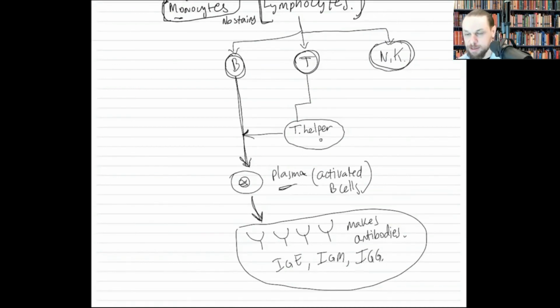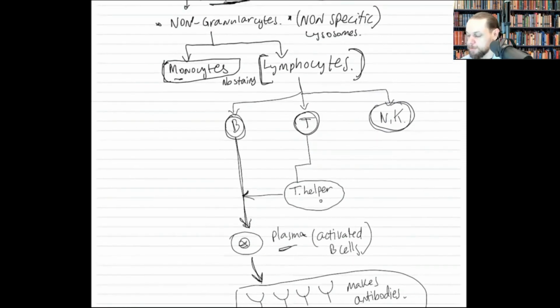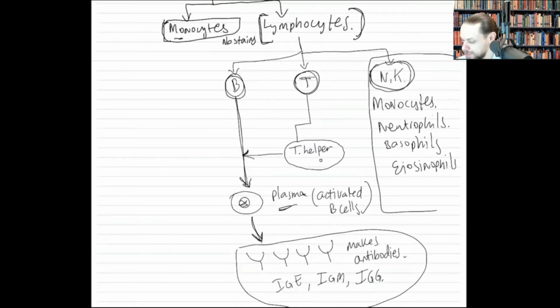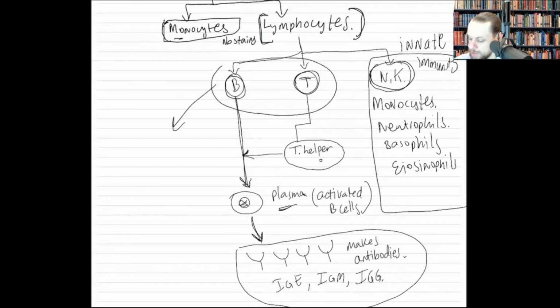One important factor that I want to say is that natural killer cells, and your monocytes or macrophages, your neutrophils, your basophils, and your eosinophils, these are agents of innate immunity. And B and T cells are the agents of adaptive immunity.